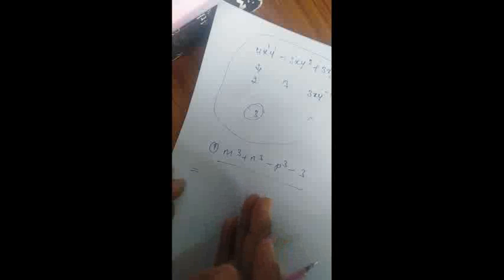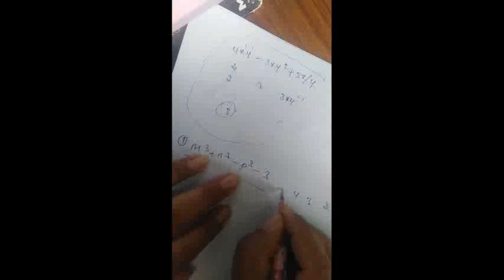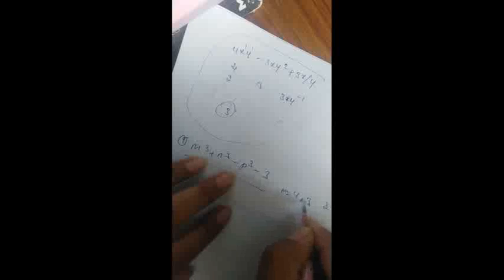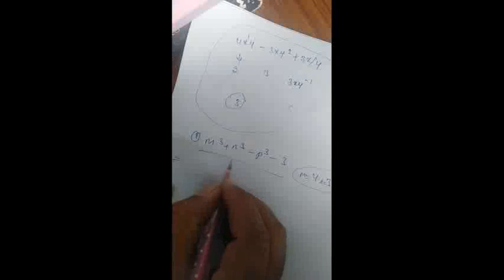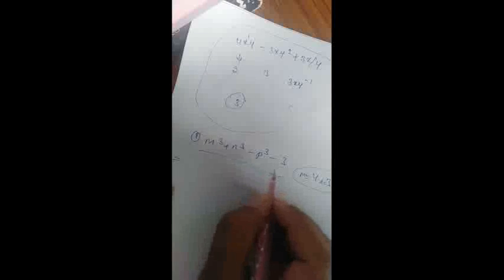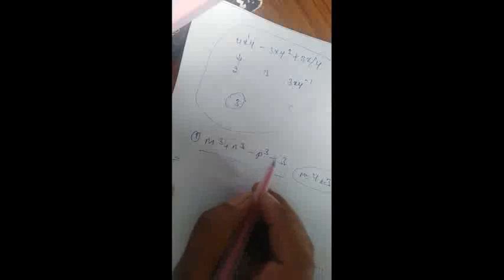How to solve this problem: we can take values. They will give us m is equal to 4, n is equal to 3, p is equal to 2. This value they will already give. How to find this one? First we check m cube plus n cube minus p cube minus 3. This equation they will give.